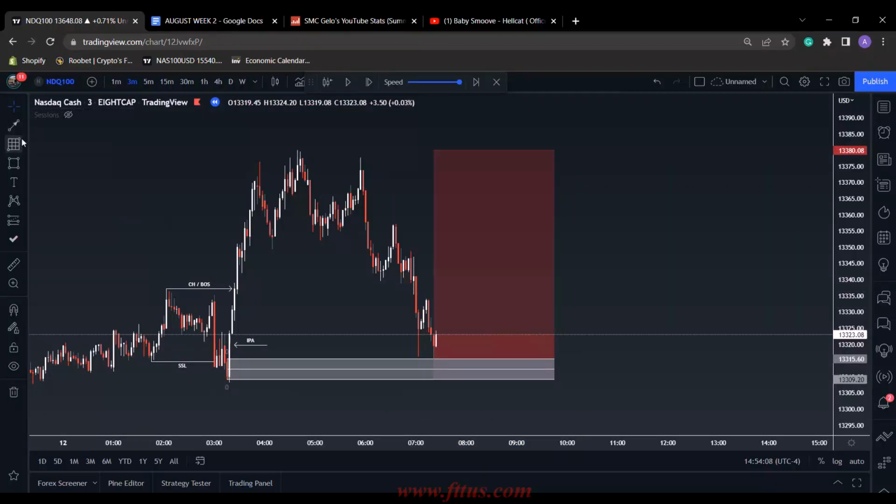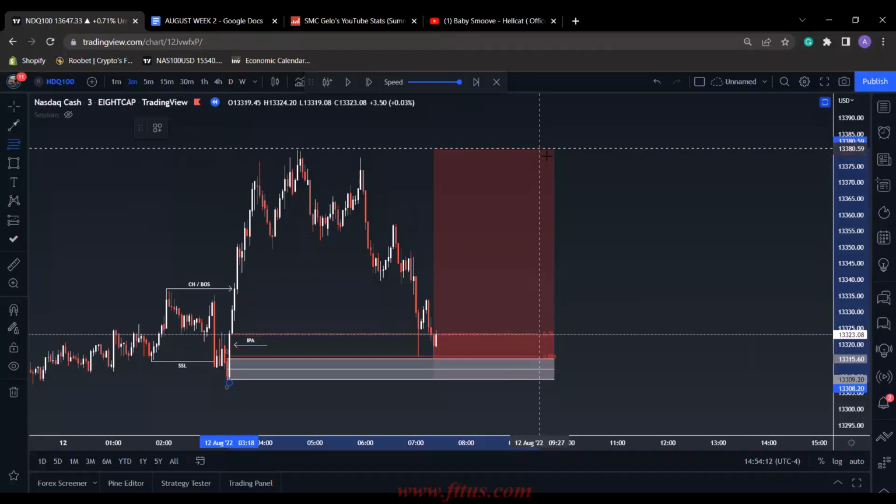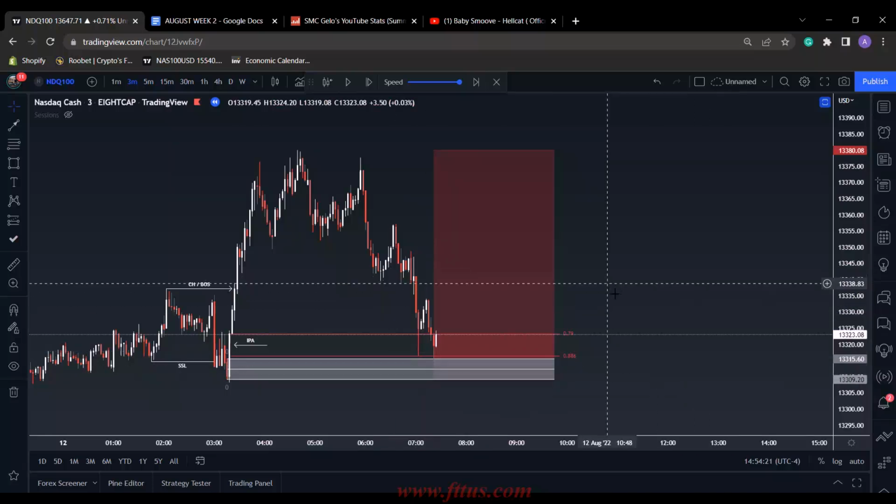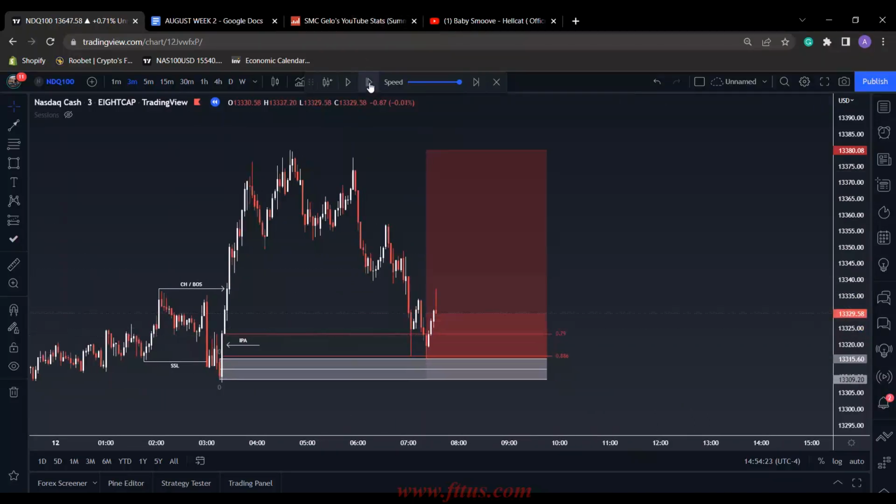And we will also pull the fib. Let's see if this fib lines up. So the fib just got missed. It wicked the 886 level, but we'll still use it because it didn't close underneath.